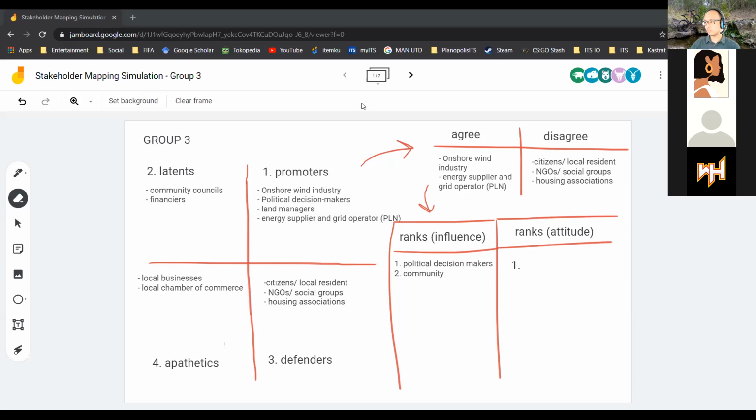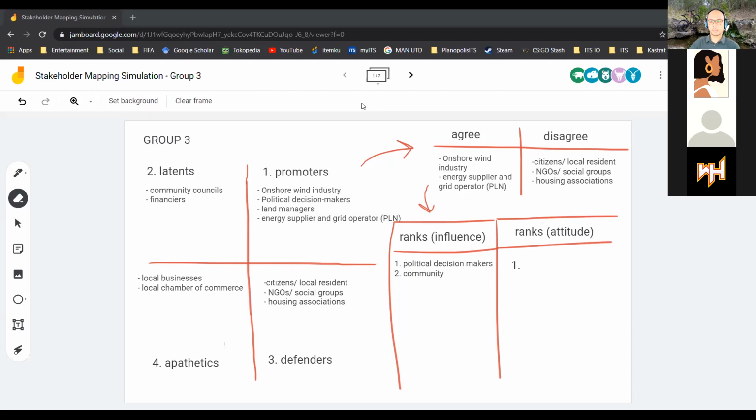And then the second one is the NGOs. We assume that the NGOs are disagreeing, like the environmentalist NGOs. They have a lot to say to oppose, but we still think that they have low influence but high interest. And also the housing associations, maybe the housing associations can also oppose, like if the wind farm is too close to the housing and settlements. And that's it for the defenders.